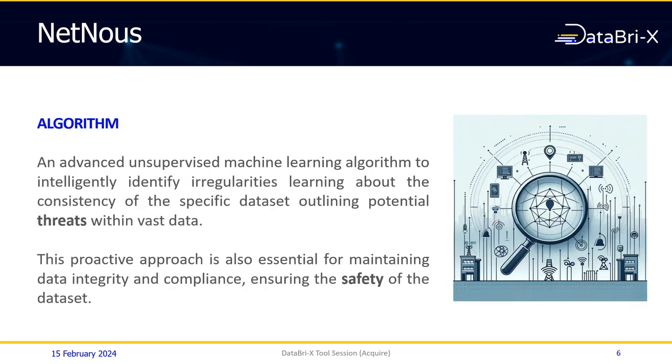This is done thanks to an advanced unsupervised machine learning algorithm, which intelligently identifies irregularities, learning about the consistency and baseline of the specific dataset, outlining potential threats within vast data. The algorithm learns from the dataset itself, independently of the type of data, as it has not been trained on a specific type of biased data.